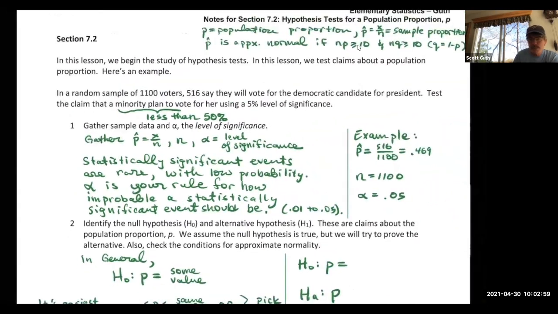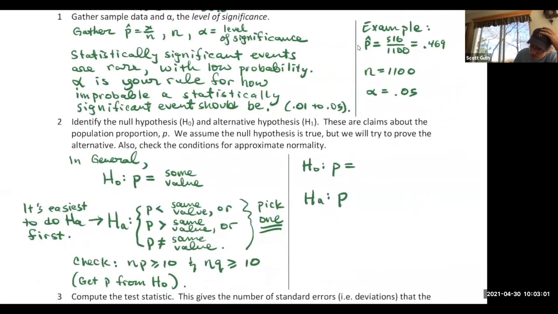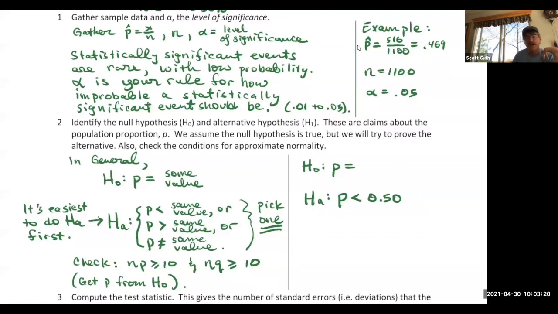So the claim is that her population proportion will be less than 0.50. So we want to know if she's going to lose. Now we won't know for sure, but we can at least look at our evidence and see what it supports. Now the null hypothesis, you actually need a value for the population proportion. So you actually assume it's 50%, and then we're going to see how many standard errors below that we get. So the null hypothesis, you have to use the same value here.